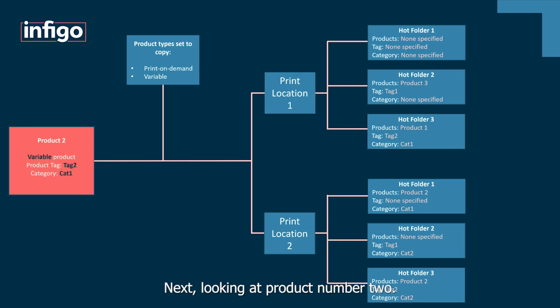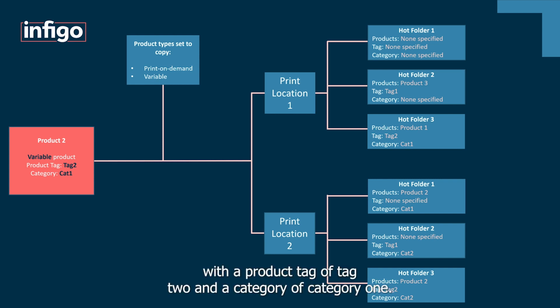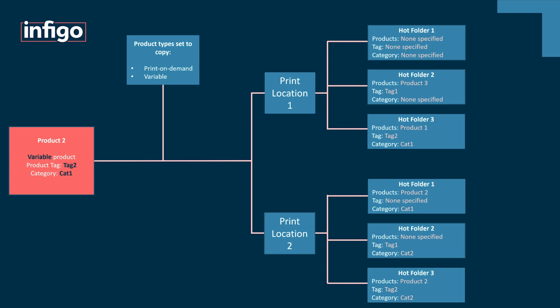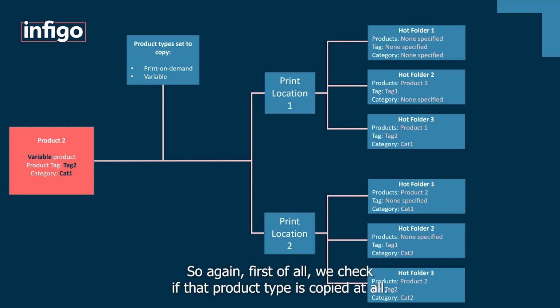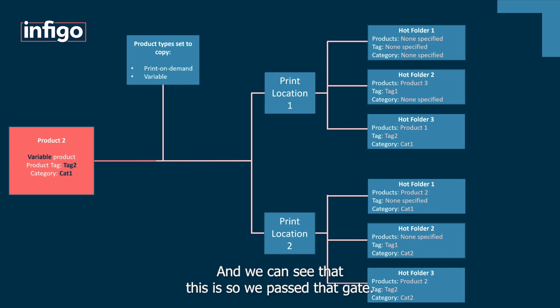Next, looking at product number 2. Product number 2 is a variable type product with a product tag of tag 2 and a category of category 1. Again, first of all, we check if that product type is copied at all, and we can see that it is, so we pass that gate.